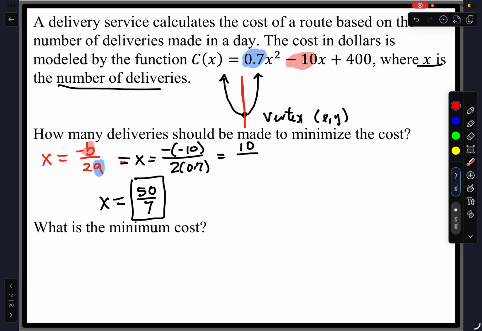Now, what is the minimum value going to be? To find the minimum value, now that I know where the x value is, the minimum value is going to be the y value of the vertex, which is calculated by plugging in the x value from the previous answer. Since we know the x value of the vertex is 50 over 7, we'll use that as the x value in this equation, and that's going to give us the y value of the vertex.